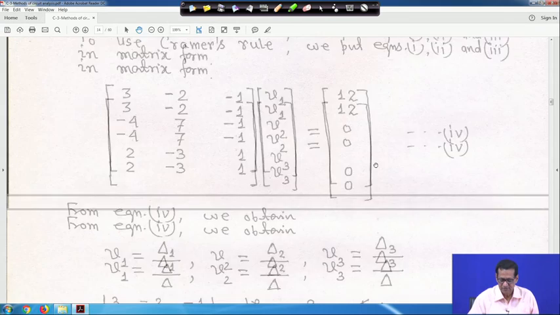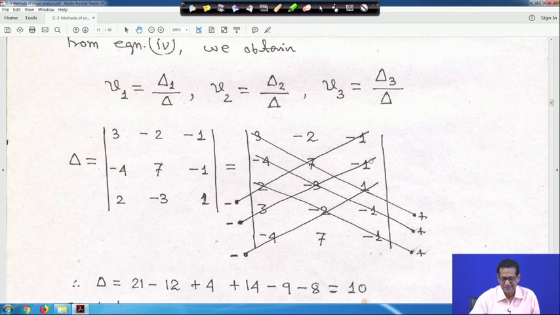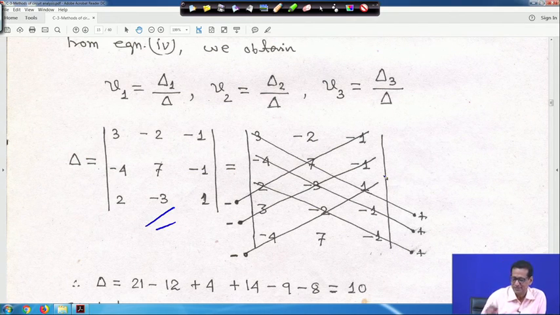So, let me clear it. In this case, for a 3 into 3 matrix, this rule for computing the determinant delta is true only for a 3 into 3 matrix, for no other matrix can you do this. That is why if you have a 3 into 3 matrix, rather than finding out cofactors and other things, you can directly get the determinant quite easily.